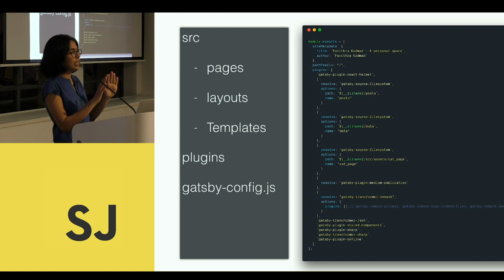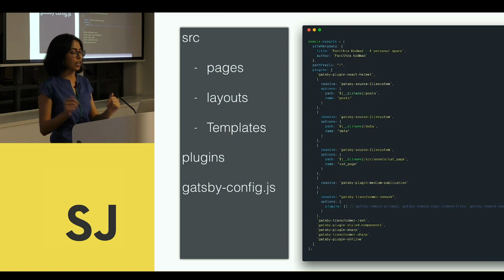Gatsby plugins are typically either source plugins or transform plugins. It's not necessary that you name them that way, but it helps the user identify what kind of plugin it is. The most used plugin here is the source file system plugin. I just have to provide it with a folder on my laptop, and it pulls those files and passes them on to the transformer plugin to convert them into this GraphQL API. So I have source plugins for my posts, for my data, where I have a list of all the talks I've given, and for my cat pages where I have a list of all the images and so on.